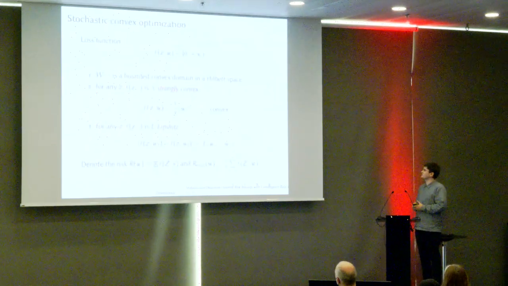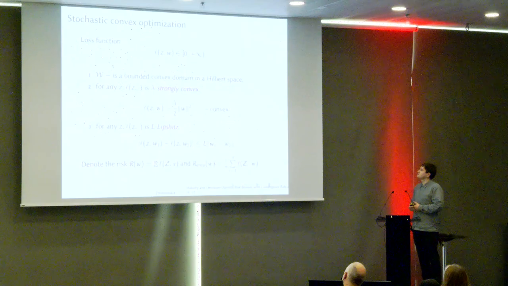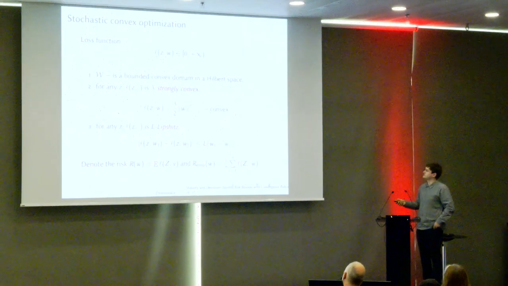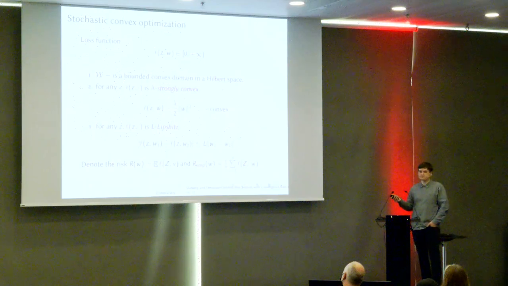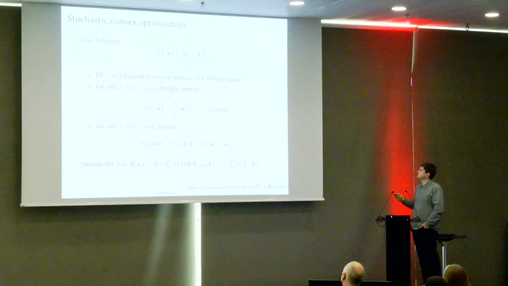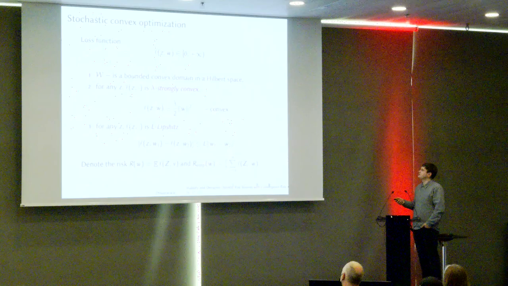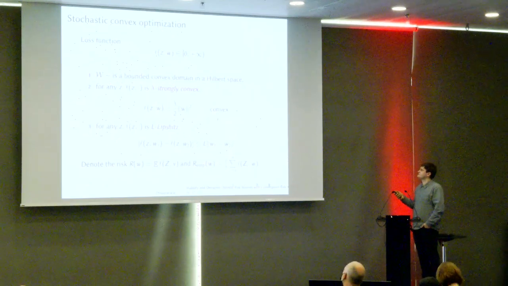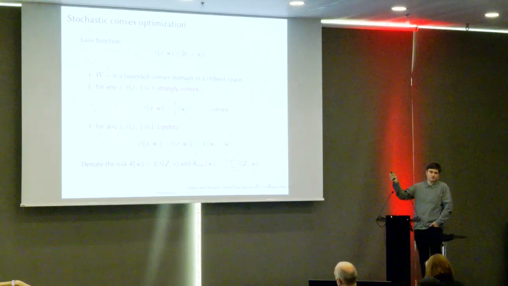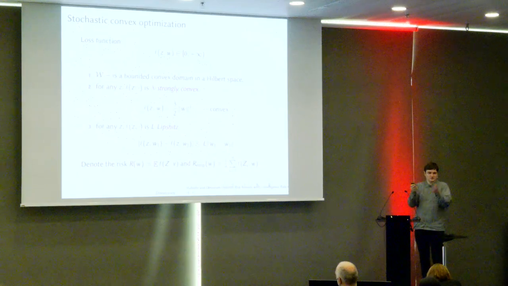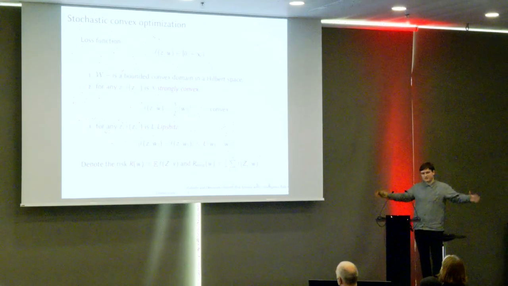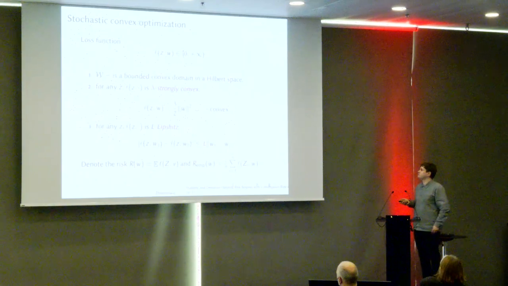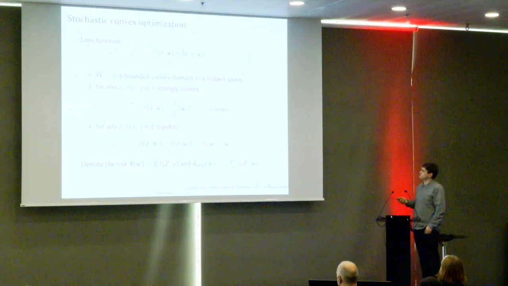The second application is also super classical for those of you who work on convex optimization. So I have a general stochastic convex optimization setup. I have a certain loss function, and W is a bounded convex domain in the Hilbert space. So the importance is that I don't know the dimension. So there may be many parameters that encode my space. So I have a strongly convex loss.